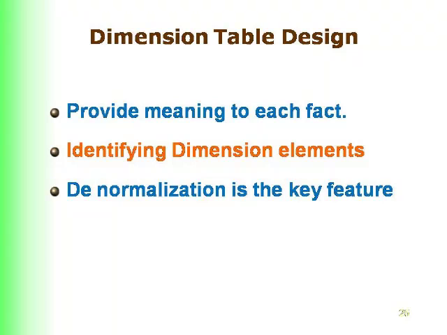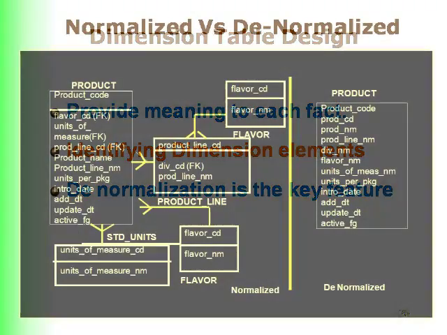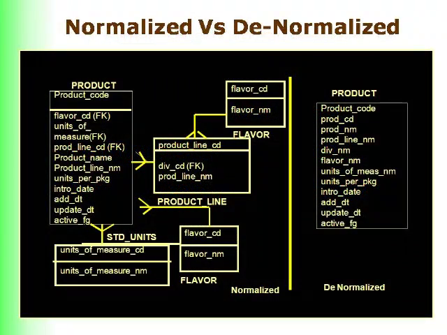So therefore, dimension table design provides meaning to each fact. It identifies the dimension elements, and the key feature used in the dimension table design is denormalization. Now let us see what is the difference between normalized and denormalized structures. The figure shown on the slide provides two different kinds of diagrams. The first diagram is called a normalized diagram, and the other one is known as a denormalized diagram.